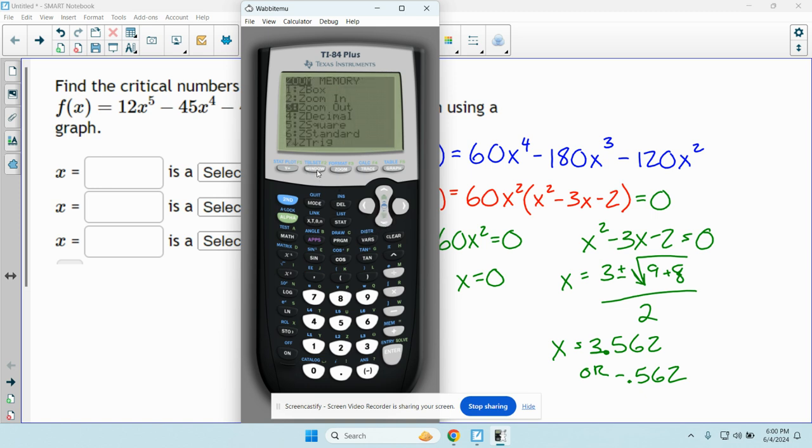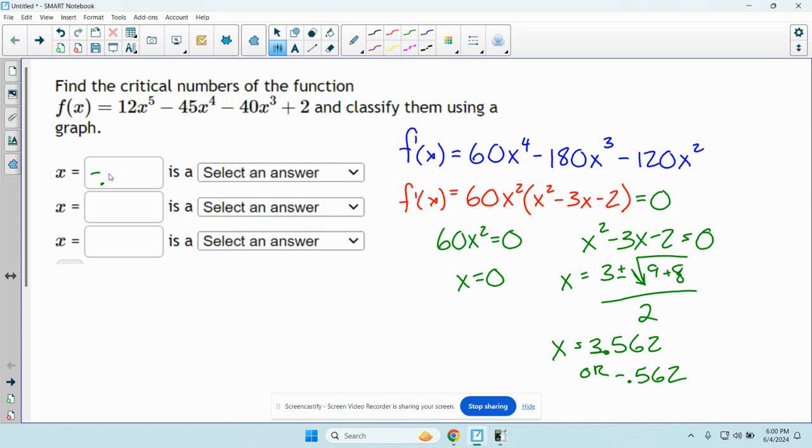Let's do negative 5 to 5, and we'll say y max is 10, and y min negative 5. That should help give an idea of what's going on there. So at negative 0.562, there we go. Trace negative 0.562. It's that peak right there. So we can say negative 0.562 is a max.